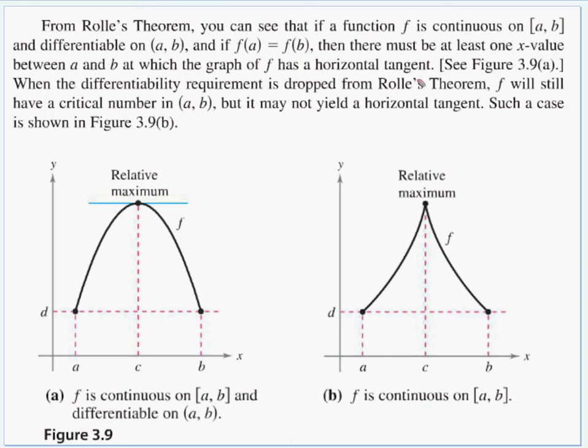When the differentiability requirement is dropped from Rolle's theorem, f will still have a critical number in there, but it might not give you a horizontal tangent line, like we see here in this picture where we have a cusp. The cusp, it's continuous, would still be a max, but we would not find it by a derivative being set equal to 0.